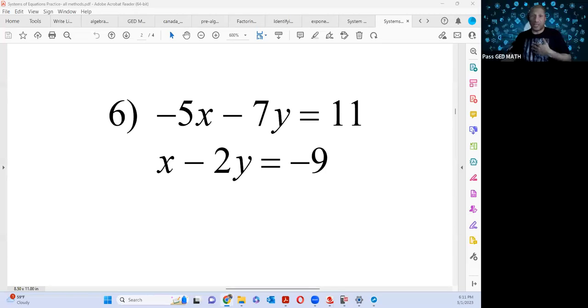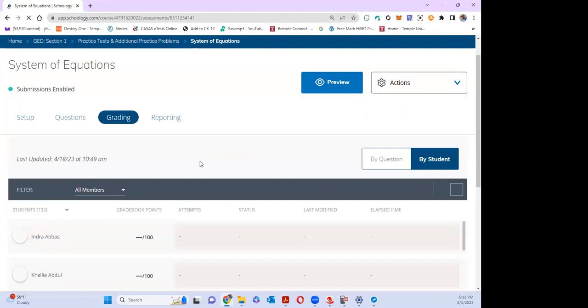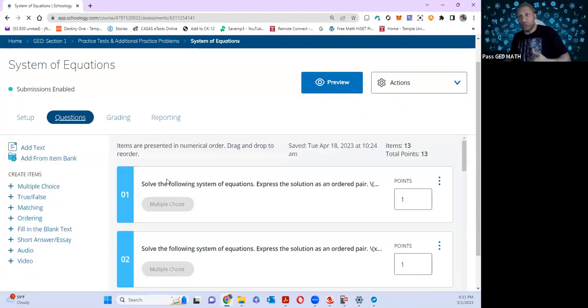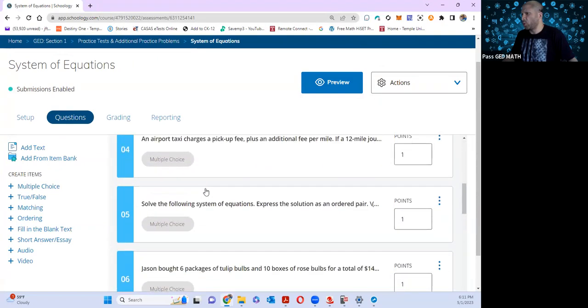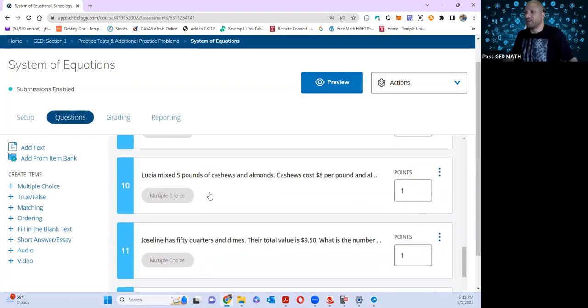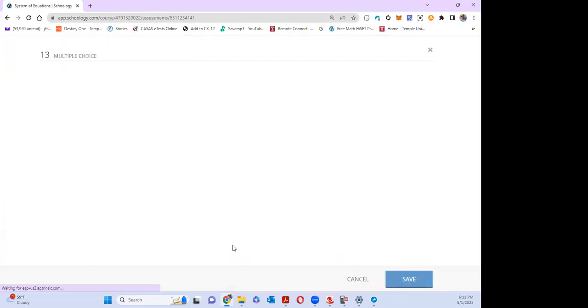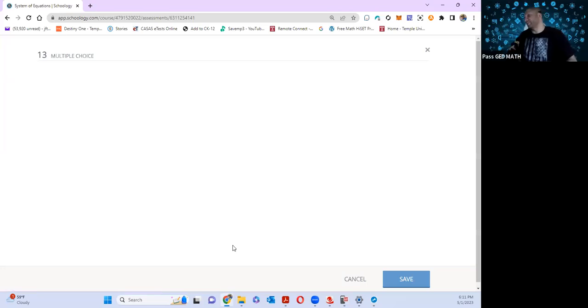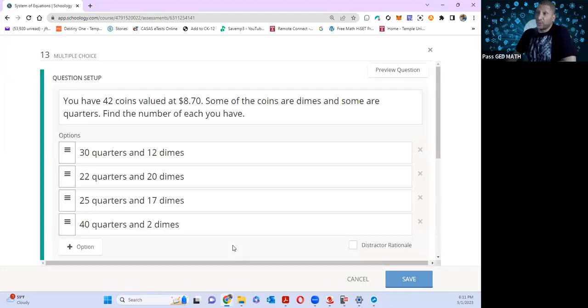So let me give you an example real quick. And again, once you understand system of equations, you can go into Schoology and start taking some right here. So for example, let me see if I can find a good word problem. I'm adding problems every day. I think I've completed like 100 questions in the last week or so.